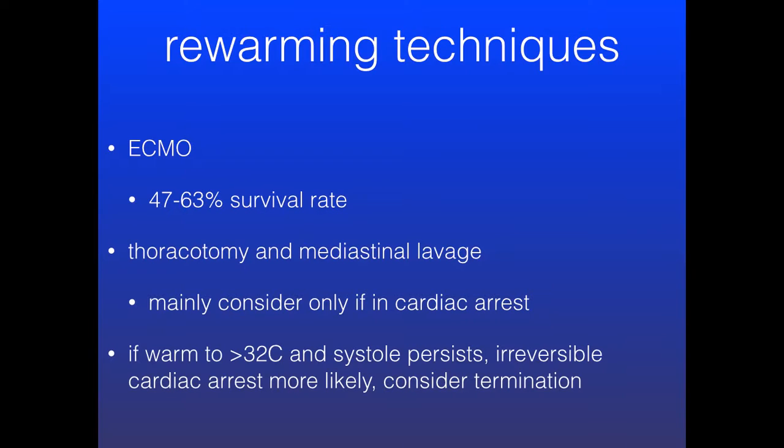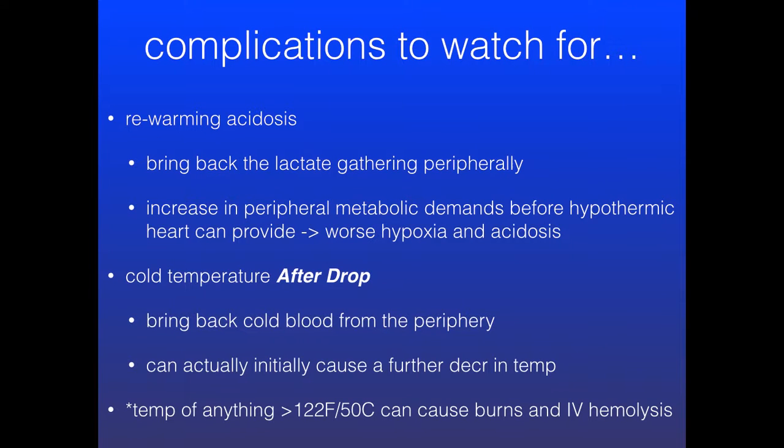And then the New England Journal paper mentions that if the patient was in cardiac arrest and they were severely hypothermic, meaning less than 28, 30 degrees Celsius, and now you're rewarming them and they're over 32 degrees Celsius and they're still persistently in cardiac arrest, start to consider that this may be a case when you're not going to be able to bring the patient back because you've already rewarmed them over 32 degrees. So those are the techniques as far as rewarming goes.